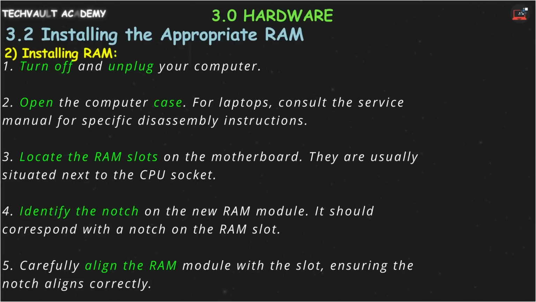3. Locate the RAM slots on the motherboard. They are usually situated next to the CPU socket. 4. Identify the notch on the new RAM module. It should correspond with a notch on the RAM slot. 5. Carefully align the RAM module with the slot, ensuring the notch aligns correctly.